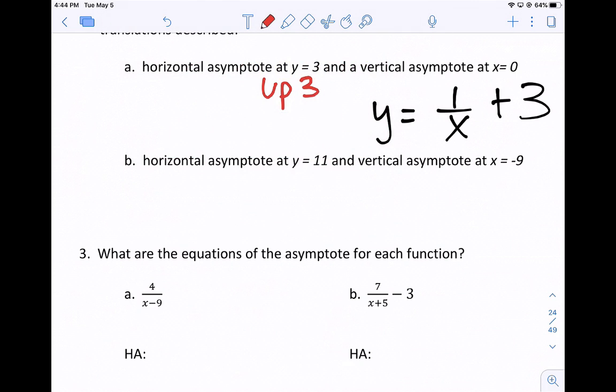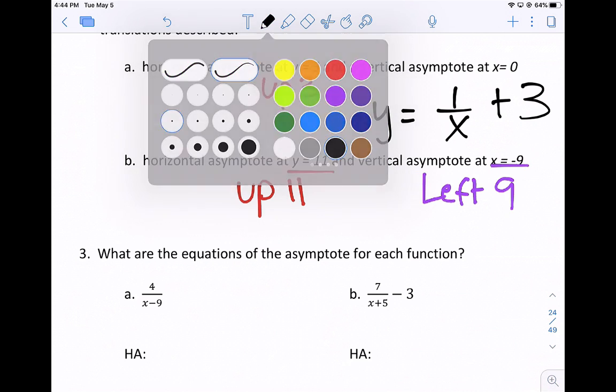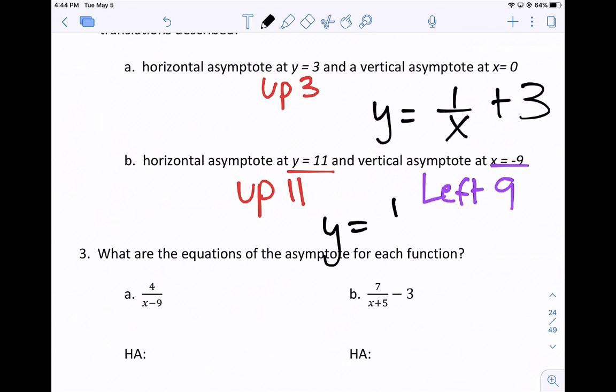Let's try the next one. It has a horizontal asymptote at y equals 11, so this is up 11, and a vertical asymptote at -9, which means it moved left 9. Let's write the shifted function, y equals 1 over parentheses. Left is plus, so x plus 9.